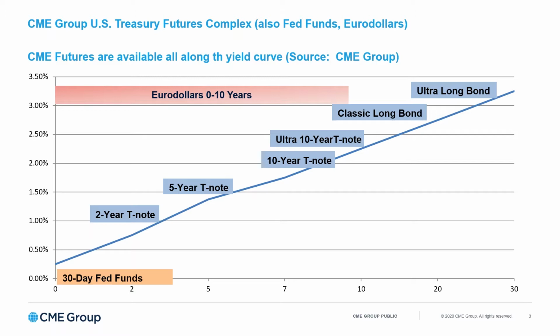Eurodollars are a short-term interest rate product, but you can trade them out 10 years. There's literally more than 40 expirations going 10 years out. So the yield curve is available for any type of strategy depending on where you expect a shift in the yield curve.